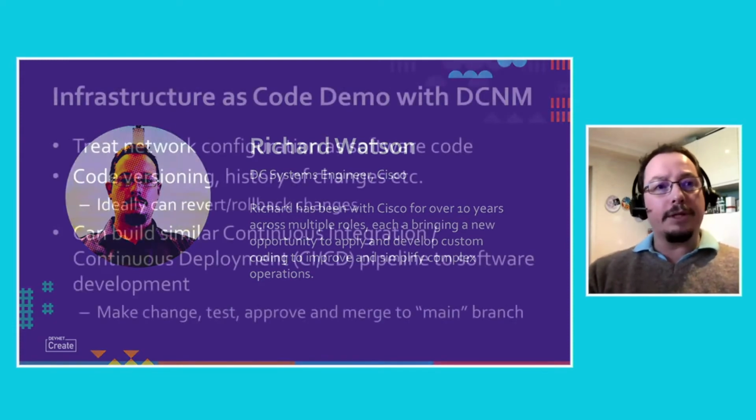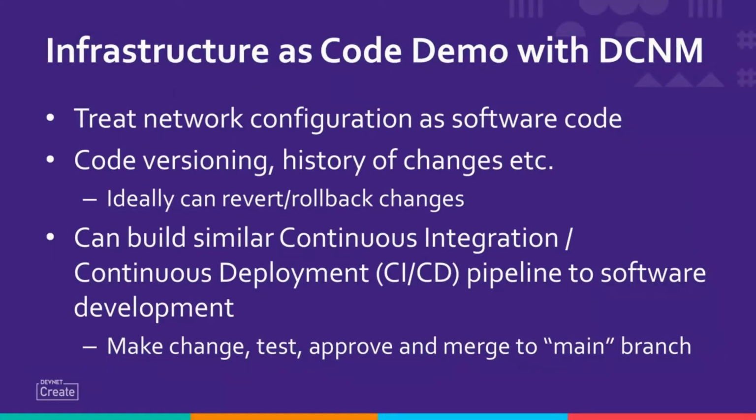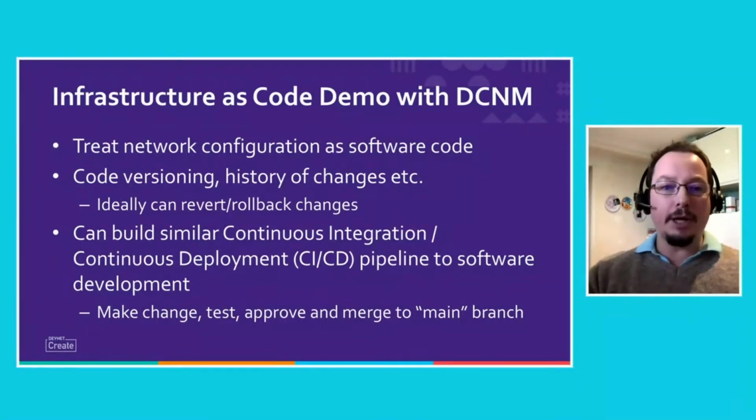Now, my presentation today is on infrastructure as code with DCNM. If you haven't come across infrastructure as code, it's really trying to treat network configuration as software code, particularly around code versioning, history of changes, and the ability to even roll back to previous versions of that code. You can also build infrastructure as code for networking into a similar continuous integration or continuous development CI/CD pipeline as you would use for software development, where you can make a change, test that change, approve that change using some internal process, and then push that change into a main branch, basically a production set of network configuration.